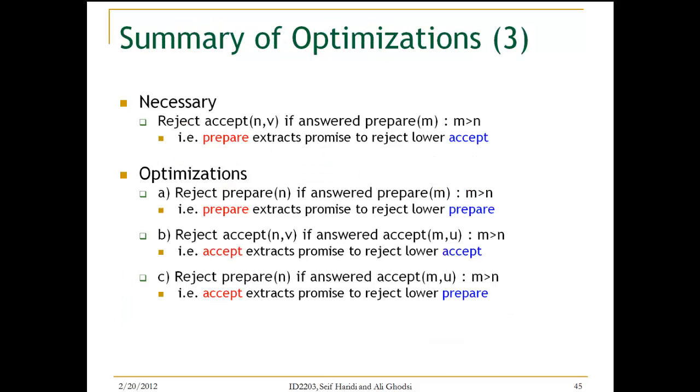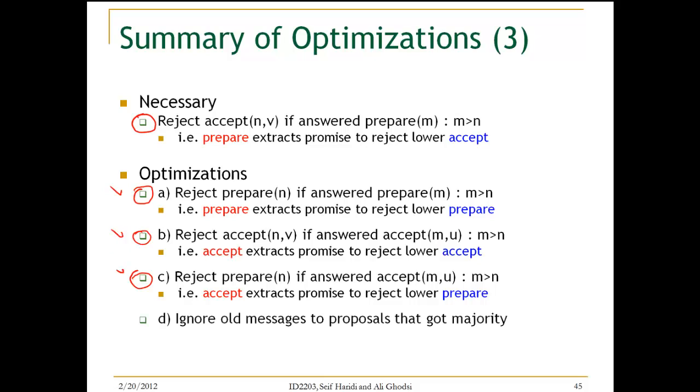So again, we have these 3 properties for optimization we can do. We have only one necessary action: reject accept if already answered prepare M and M is higher than N. And we have these A, B, and C. We can also add one more: ignore all messages to a proposal that got a majority.